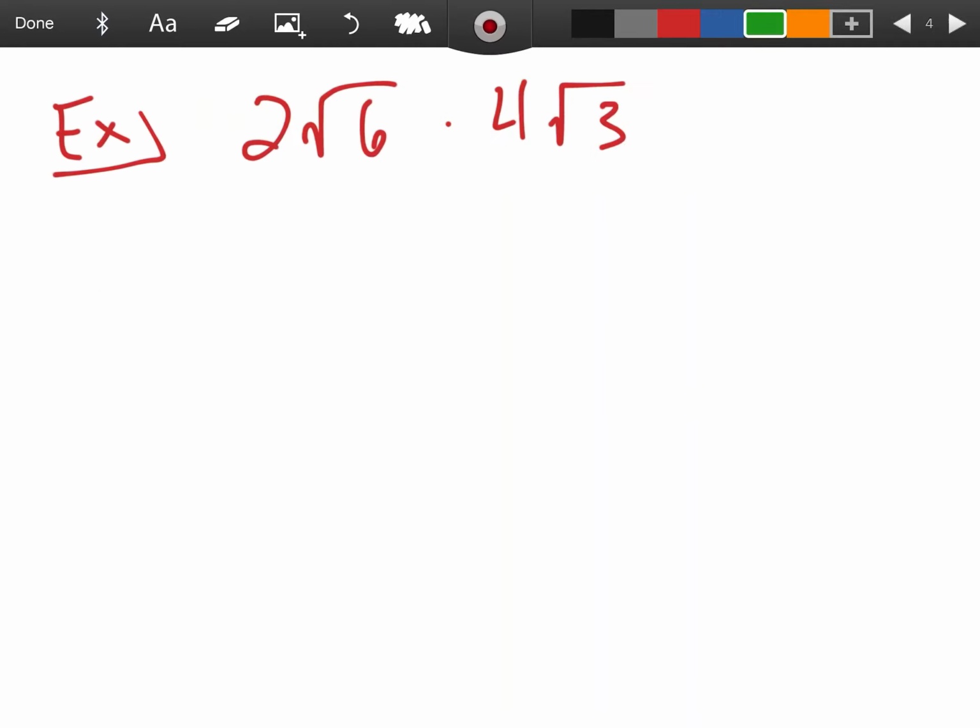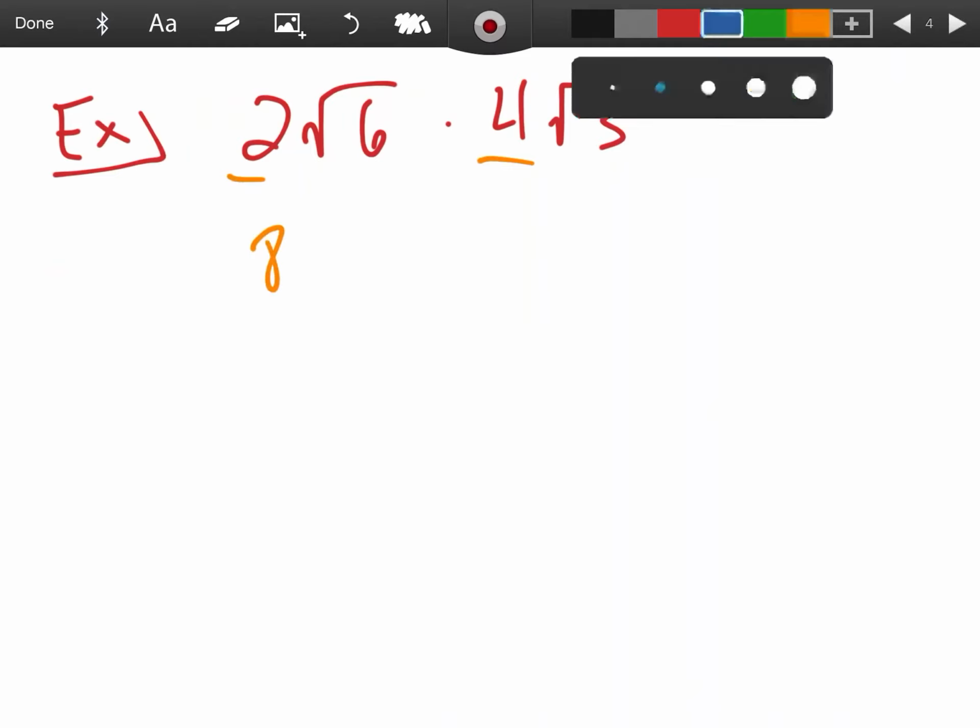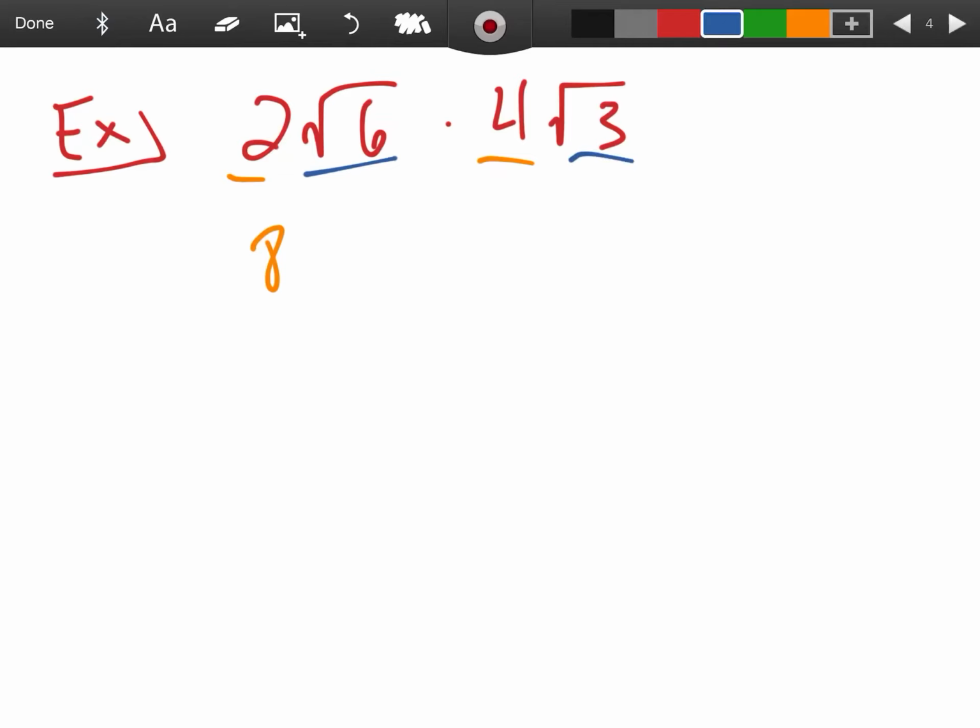All right, for this next problem, we've got 2 root 6 times 4 square root of 3. Whenever you are multiplying two terms with radicals, we are going to multiply the integer coefficients together. So those coefficients, the numbers that are outside of the radical, we'll multiply those together and we get 8. And then we can multiply the square root of 6 times the square root of 3, getting us square root of 18.